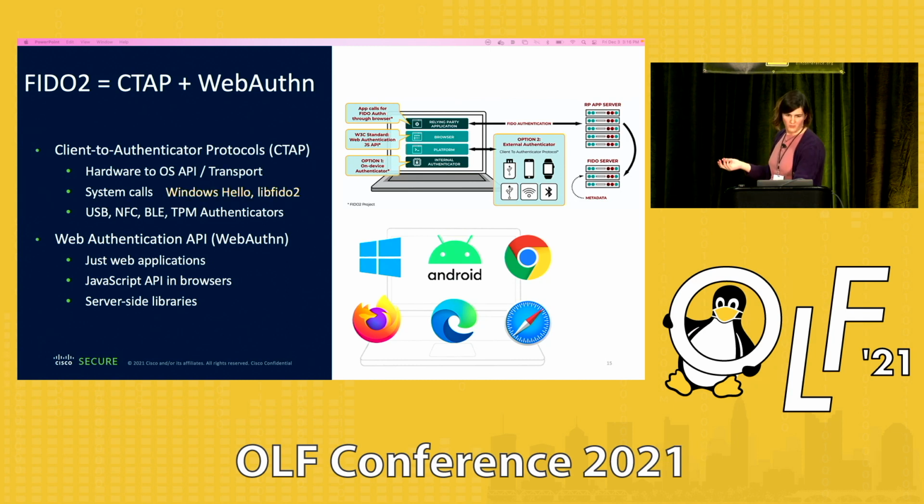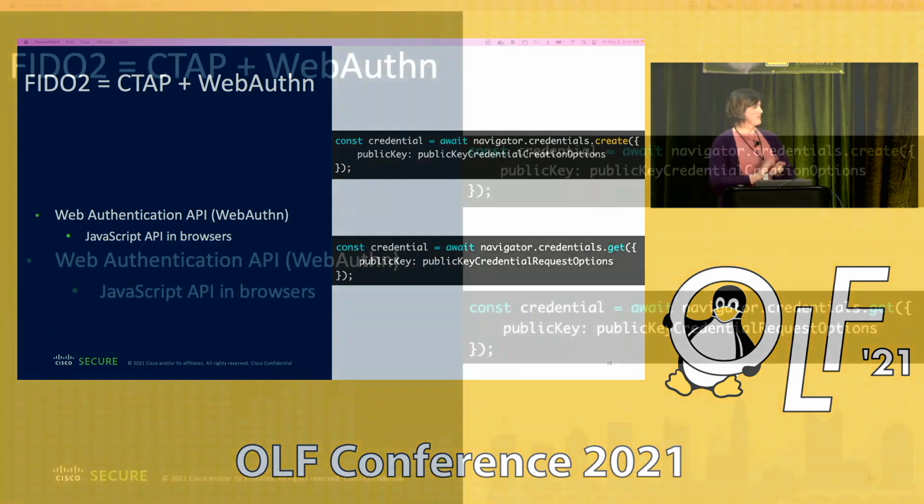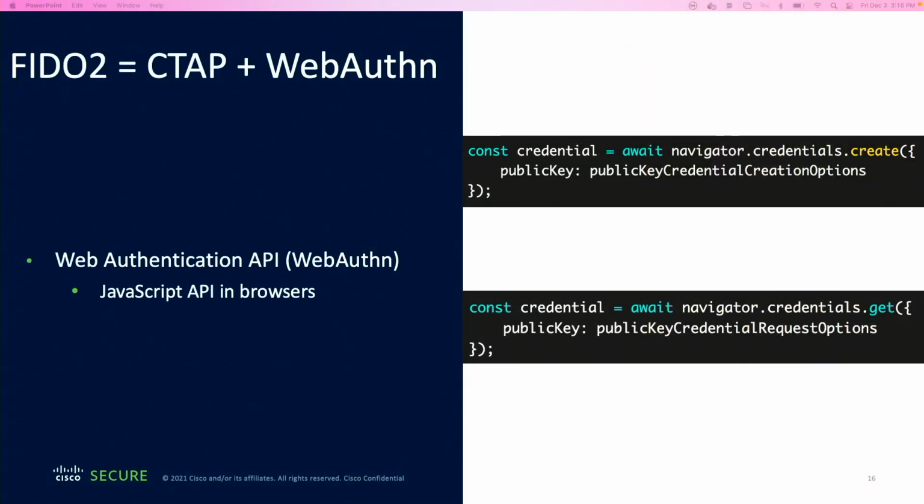So system calls, think Windows Hello or libfido2. Okay, so when I say this is a JavaScript API in browsers, this is it. These six lines is basically it, so that's the talk, right? No, but anyway, this is effectively what's going on there. We're going to dive a little bit into what these public key credential options, et cetera, are.